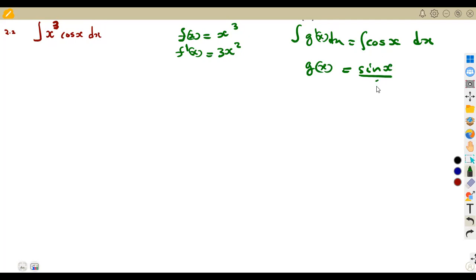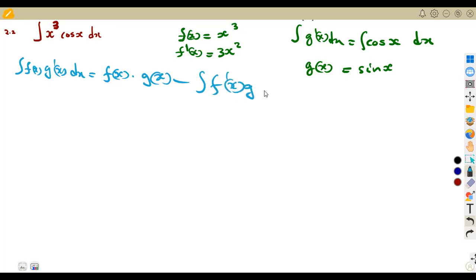We divide by what? By 1. If we divide by 1, it does not affect anything, so it's just going to be sine of x. Remember our formula. Let me just rewrite it. I always rewrite this because I want you to see and understand it. So this is the integral of f of x g prime x dx, which is equal to f of x times g of x minus the integral of f prime x g of x dx. You are given this formula in your formula sheet, which is fine. So let us substitute and see.